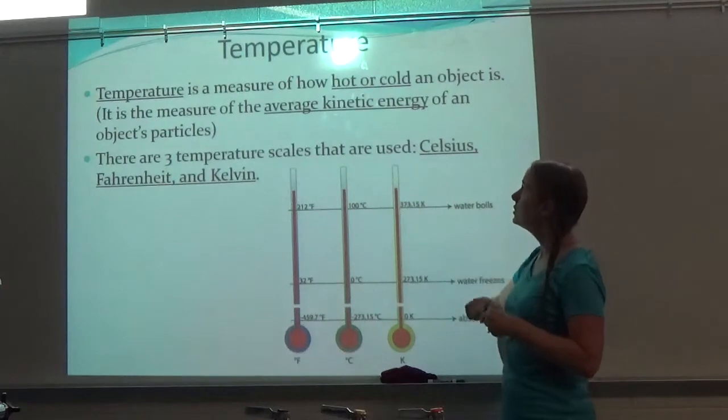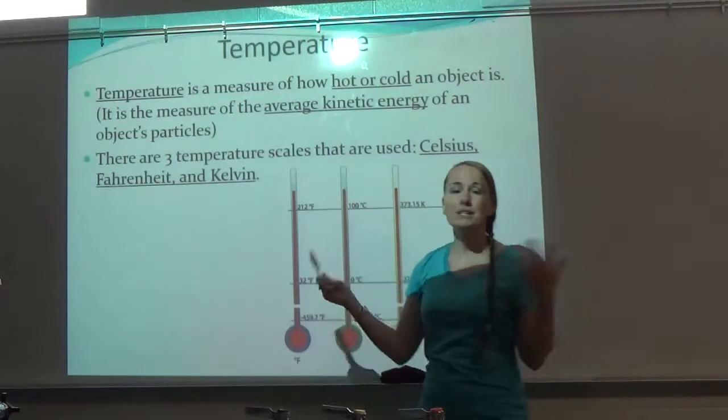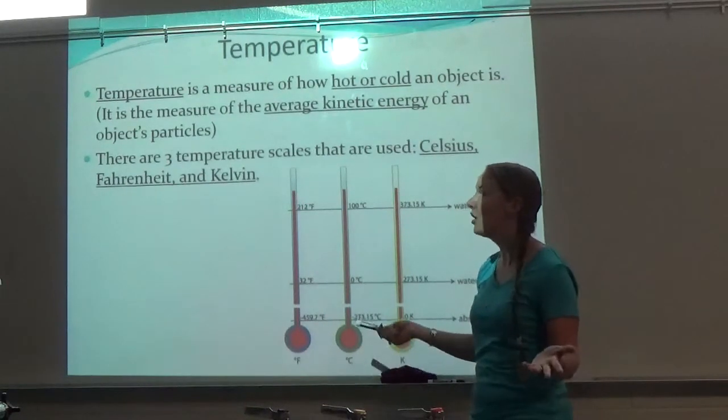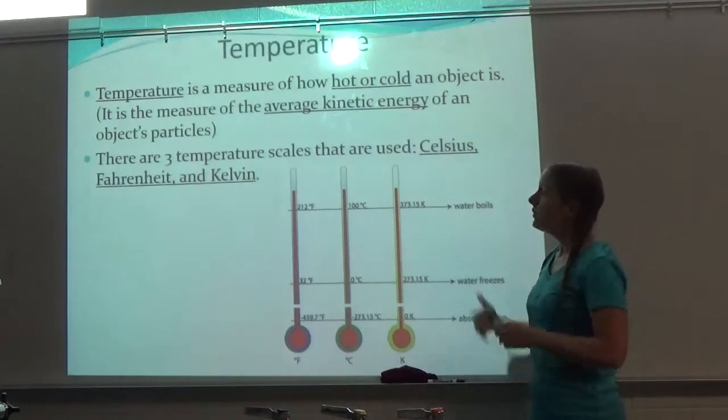So there's 3 temperature scales that are used. There's Celsius, which makes sense. There's Fahrenheit, which doesn't make any sense to ever use at all, but we use it in America. And there's Kelvin, which is your SI unit. So what's the difference in these?